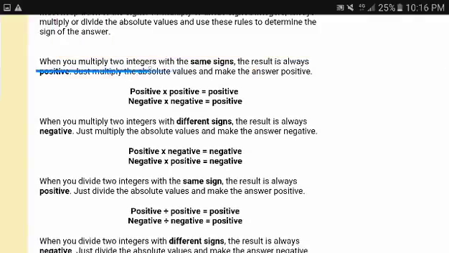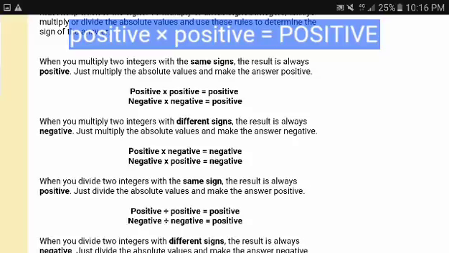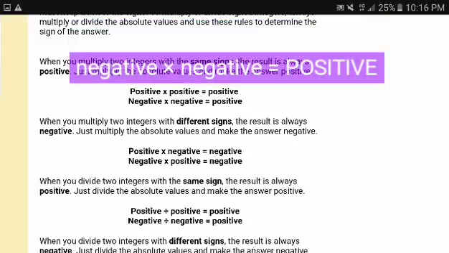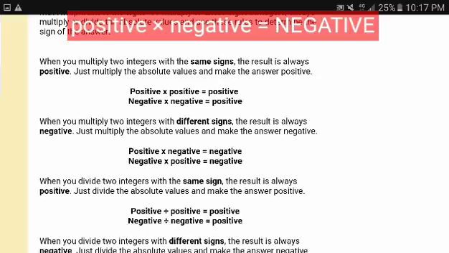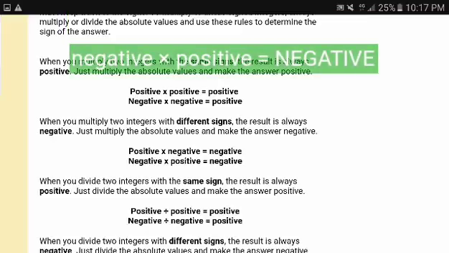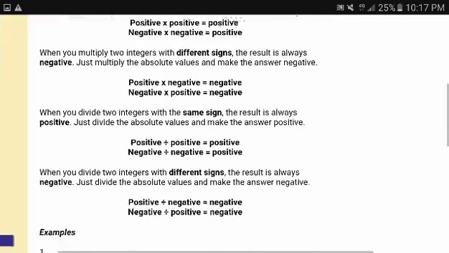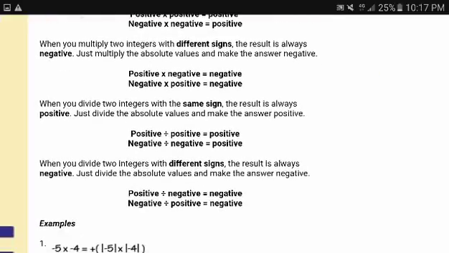So when you multiply two integers with the same signs, the result is always positive. So positive times positive equals positive. Negative times negative is positive. When you multiply two integers with different signs, the result is always negative. Just multiply the absolute values and make the answer negative. So positive times negative equals negative. Negative times positive equals negative. At ganun din sa division.